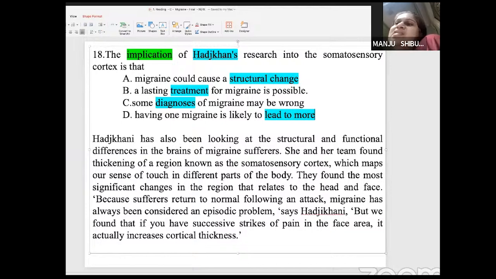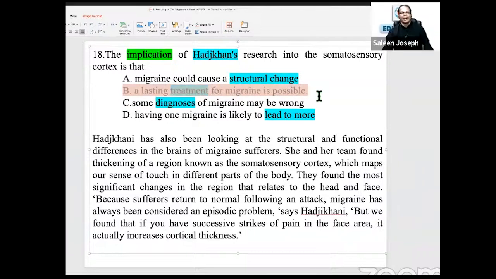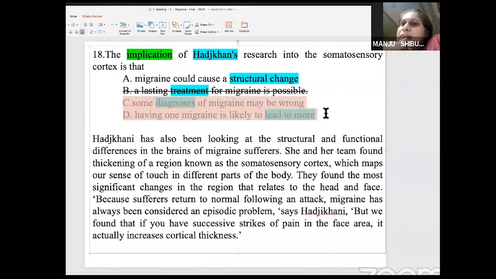No structural changes. Diagnosis cannot be the implication of migraine. Leading to more can be. Having one migraine is likely to lead to more, that can be one implication, probably. But treatment can never be the implication of a migraine, right? Diagnosis can never be the implication of something.